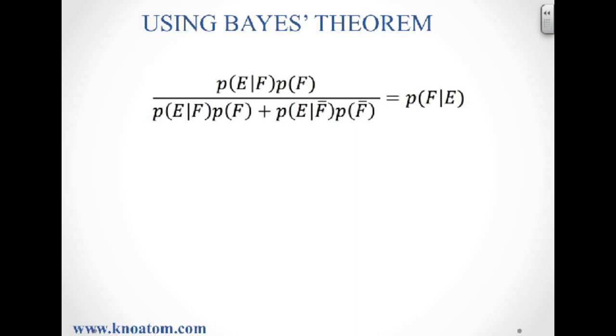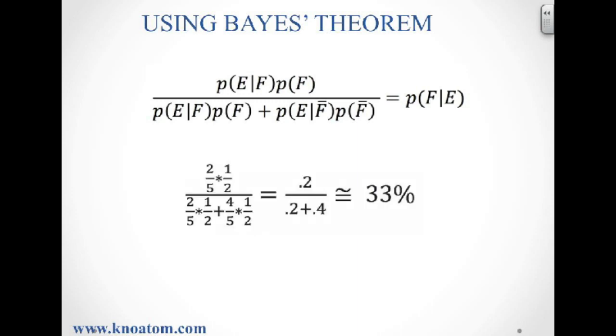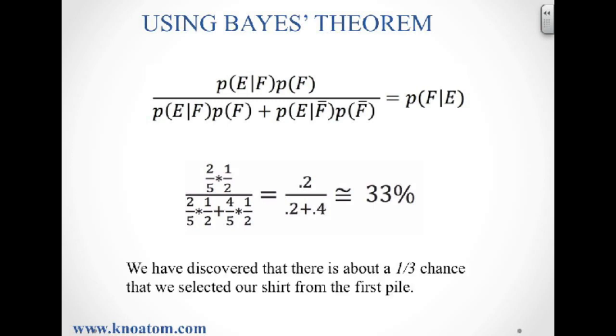By inserting all of the relevant information into the Bayes' theorem equation, we have 2/5 times 1/2 over 2/5 times 1/2 plus 4/5 times 1/2, which is roughly 33%. We now have discovered that there is about a 1/3 chance that we have selected our shirt from the first pile.